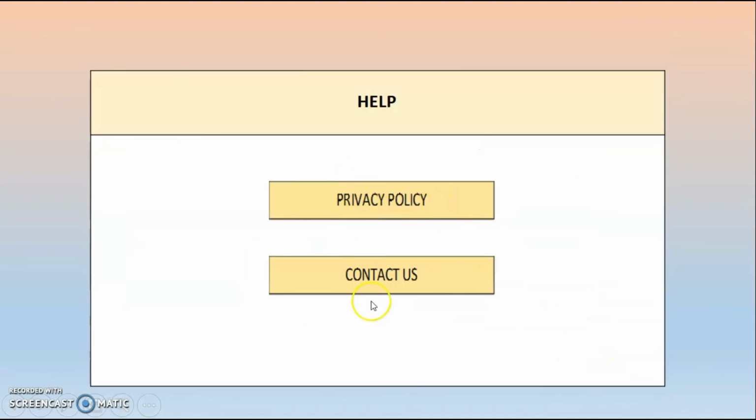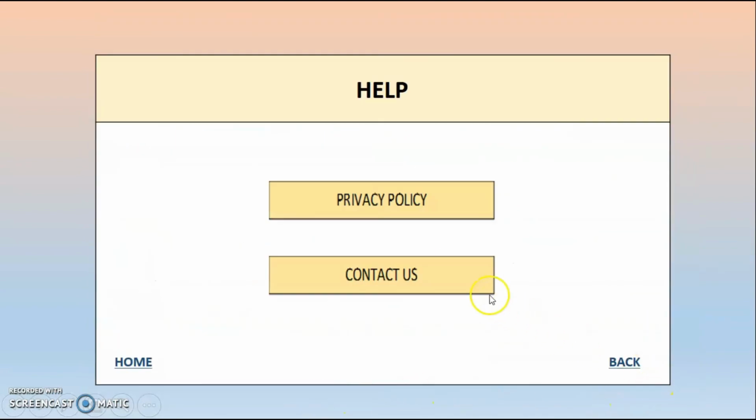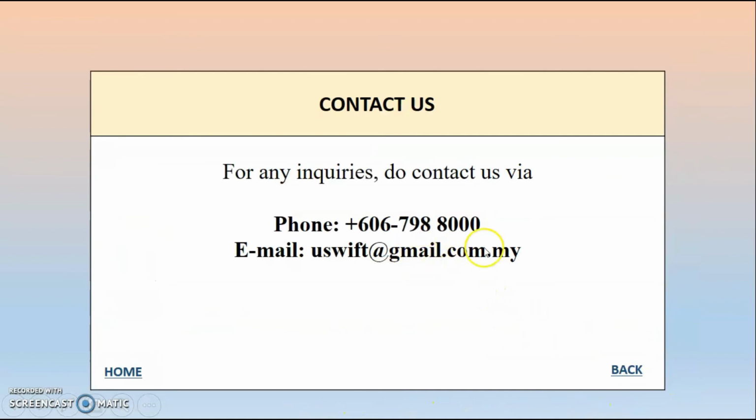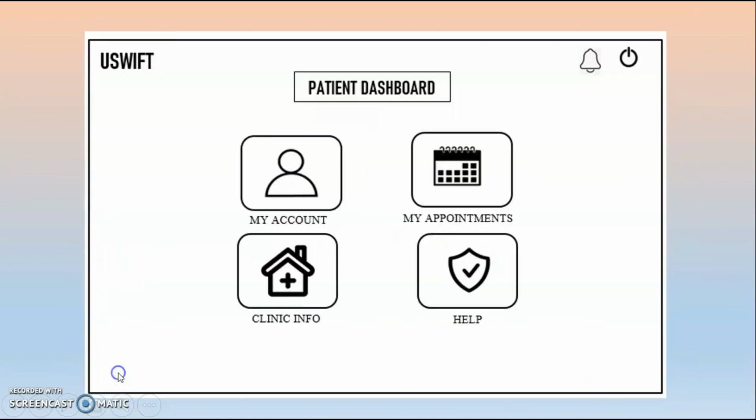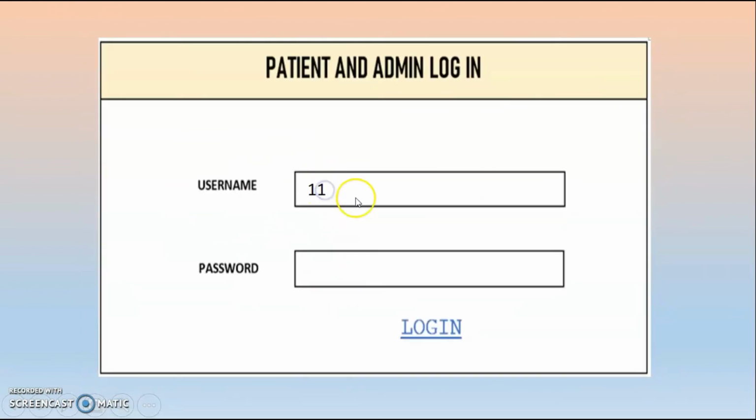So in clinic info, patient can view the clinic services that are provided by Pusat Kesihatan USIM, and in the help option, patient can view the privacy policy and also the contact information if there are any inquiries. And then patient can log out from the system. So now let's go through the administrator's login. So the admin will enter the admin ID and also the password.